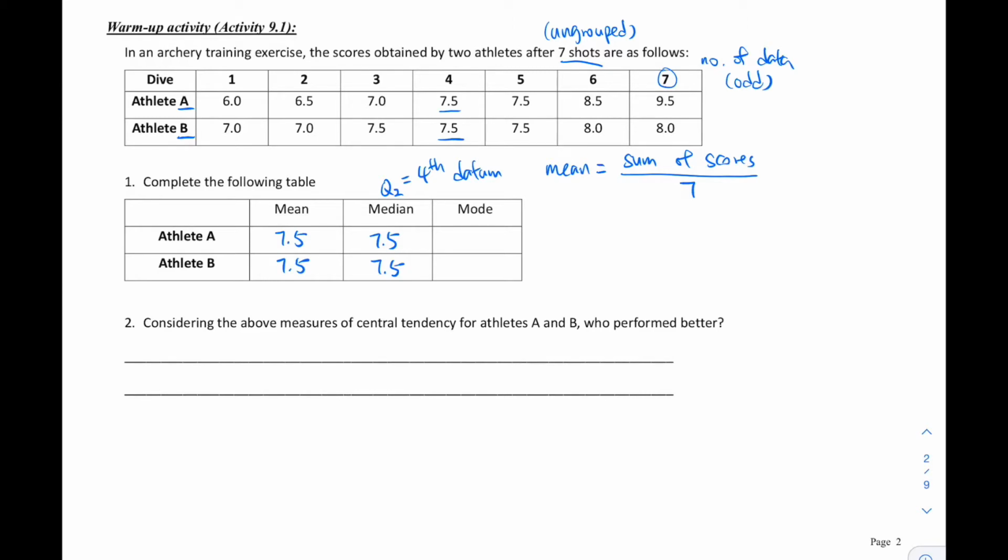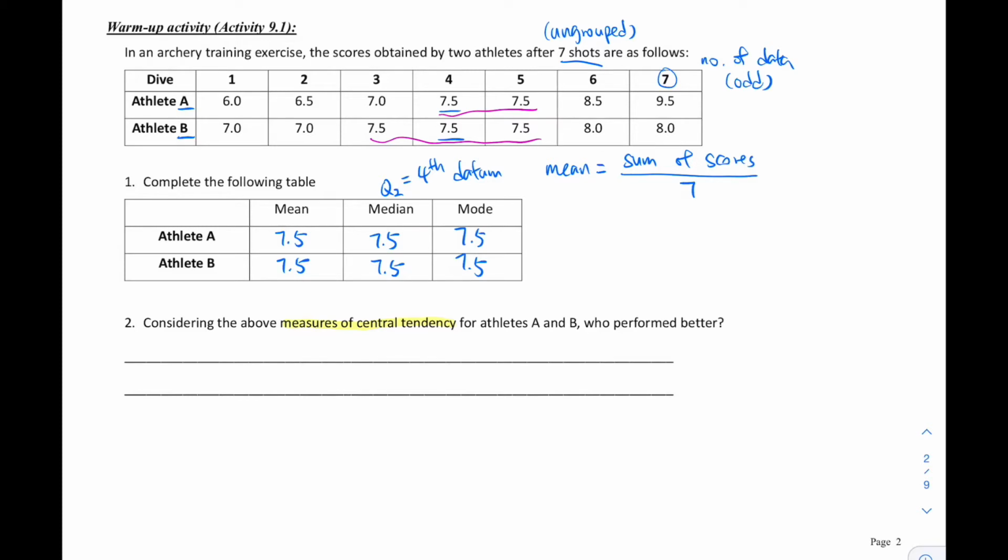And third, when you want to find the mode of each athlete, you are finding the datum with the highest frequency. And for this case, you see that 7.5 is the datum with the highest frequency for each athlete. So the mode for both athlete A and athlete B is 7.5. So from this table, we found that all the measures of central tendency are the same.